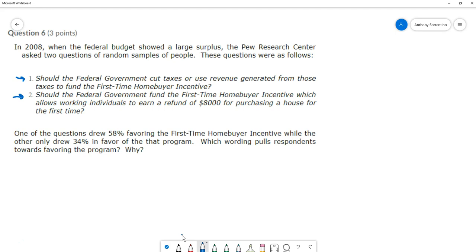Generally, because the second one explains that you have working individuals purchasing a house for the first time, the American dream type thing. This is probably the one that got the 58% in favor of it because it shows that it's helping working families. Whereas with no information whatsoever, it's just, in some people's minds, something else that our tax money is being spent on that doesn't help the common person.